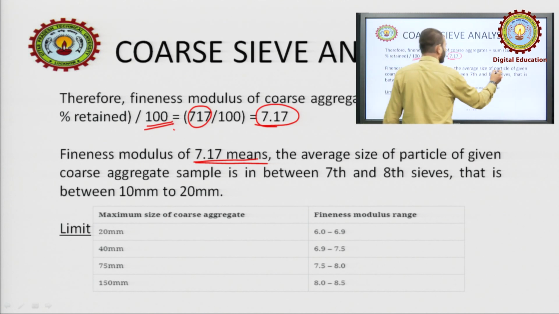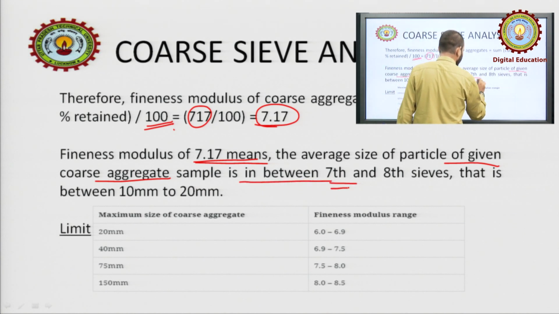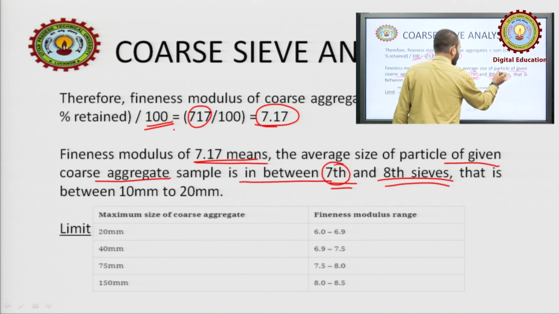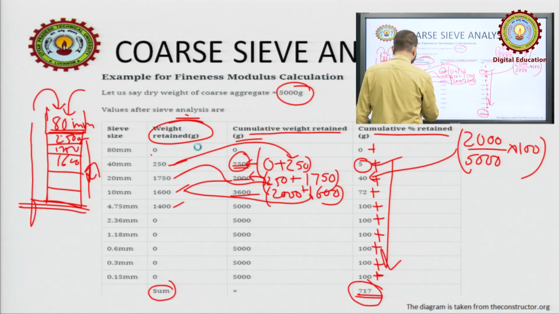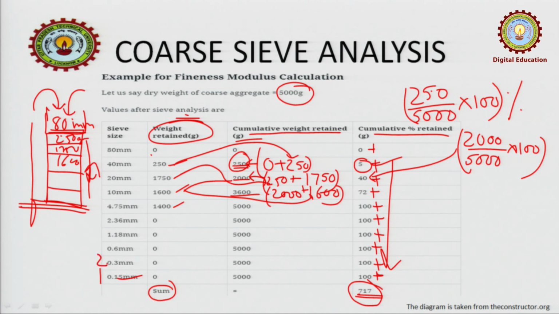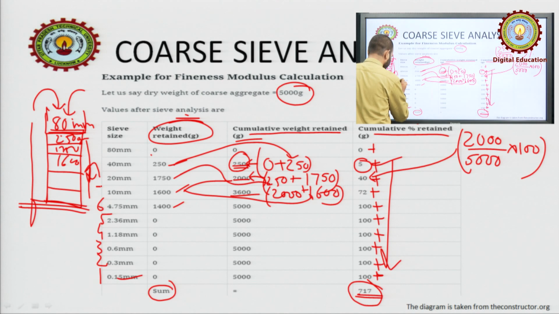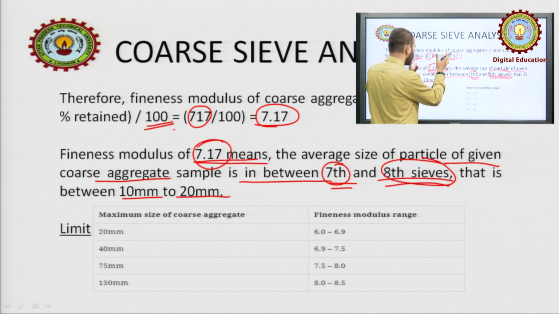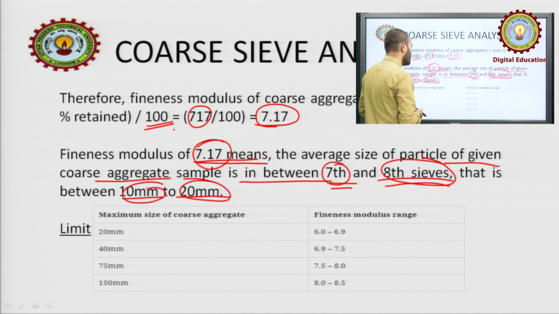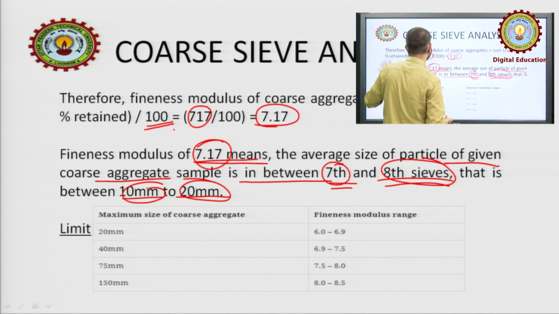What does this mean? The average size of the particles of the given coarse aggregate sample is between the 7th and 8th sieve. It is not the value 7 and 8, it's 7.17. It tells us that the average or maximum size of the soil present in this sample lies between the 7th and 8th sieve. What were the 7th and 8th sieves? Count from below: 1, 2, 3, 4, 5, 6, 7, 8. The 7th and 8th are 10 and 20 mm. So the maximum particle size in this sample is between these two. This is the general outcome of this process.